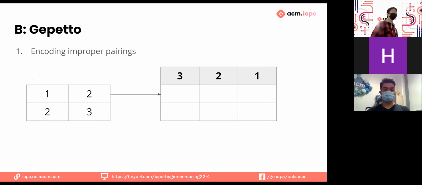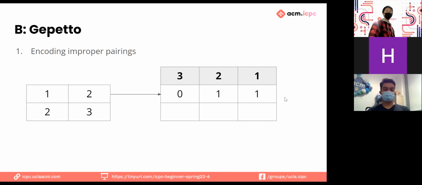Now let's start with the first task. We want to encode the improper pairings. Let's say 1 and 2 is an invalid pairing of ingredients, and you know that there are a total of 3 ingredients. How would you encode this? Well, you can just do something similar to the visited array when we were doing graphs, right? Mark a 1 in the slot that corresponds to 1, mark a 1 in the slot that corresponds to 2, and then mark a 0 in the slot that corresponds to 3.